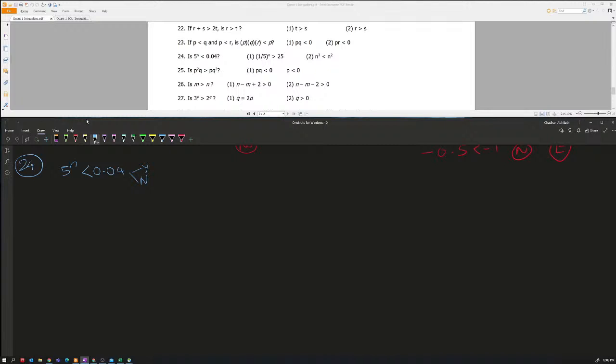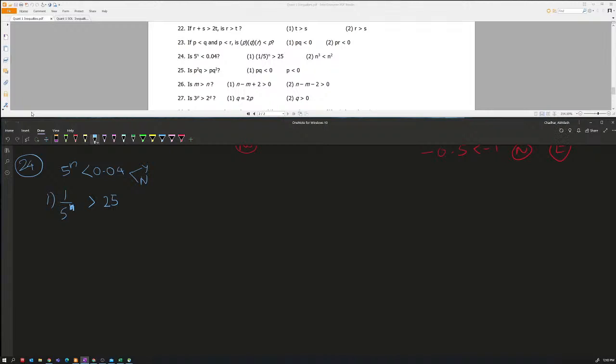Yes, I am back. There was some noise in the background. So what happens now is 5 power n is less than this. So your yes and no answer. Let's take the first one, which is 1 upon 5 power n is greater than 25, right? So n would be negative for sure in this one.